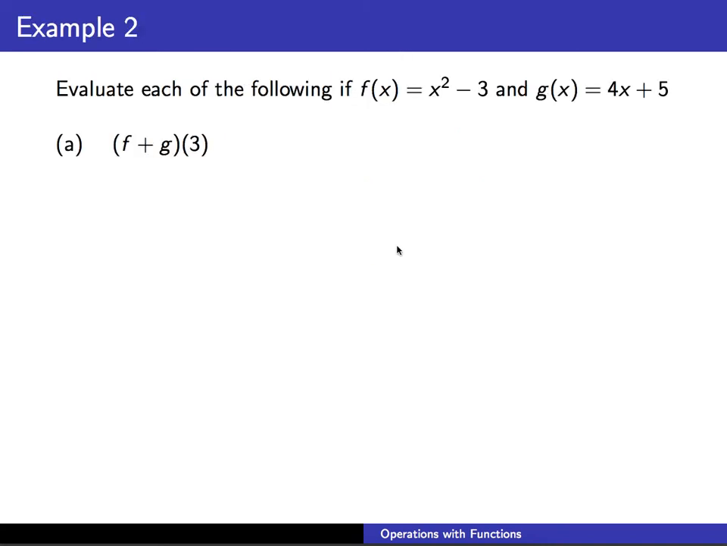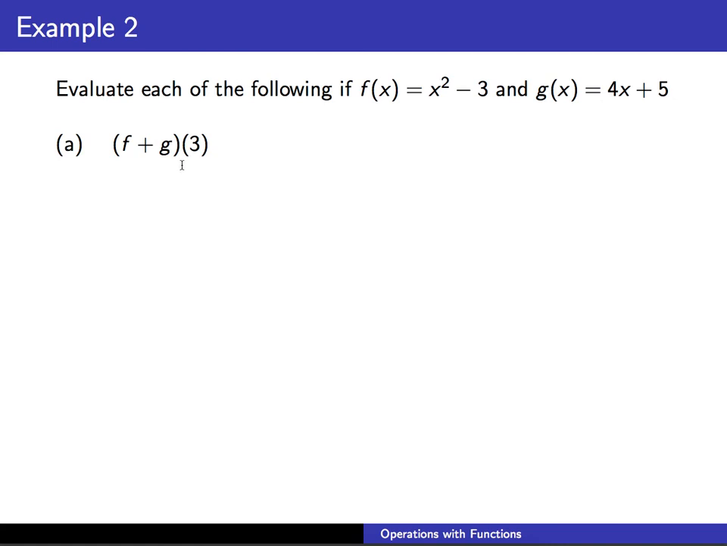Since you've already done that anyway. So example 2, we're going to evaluate each of the following. We're going back to f of x is x squared minus 3 and g of x is 4x plus 5. The good news is we can use, again, any of those two methods. Very helpful that we're using the exact same functions for f of x and g of x because we can also use our results from many of the problems in example 1.